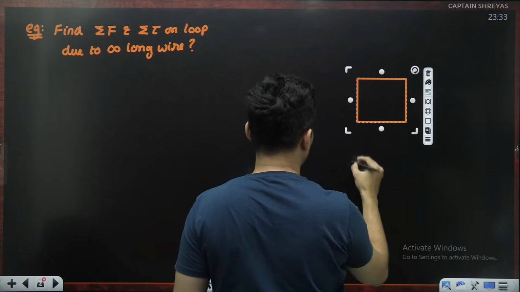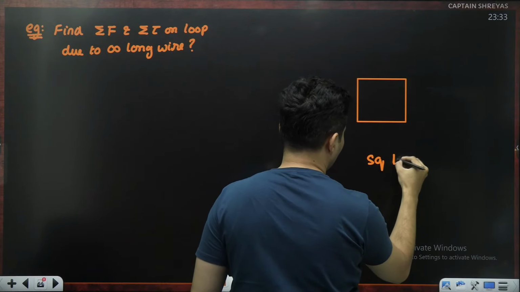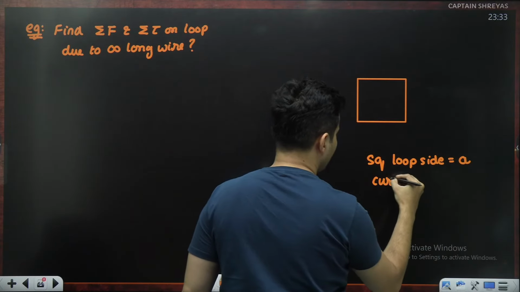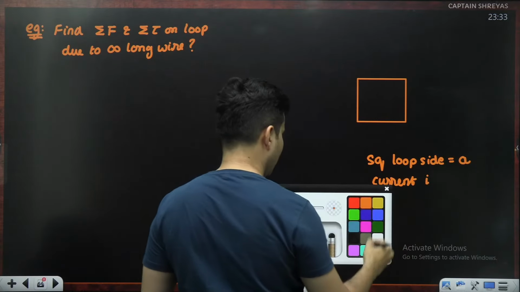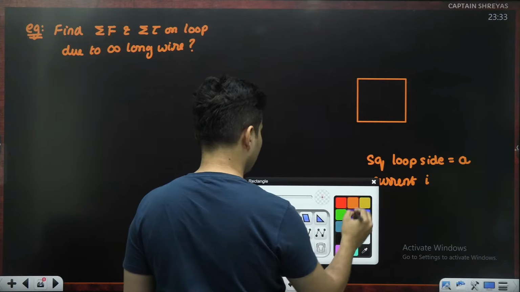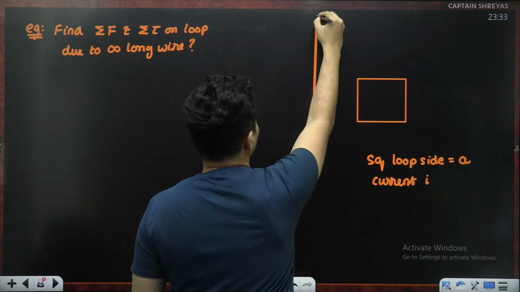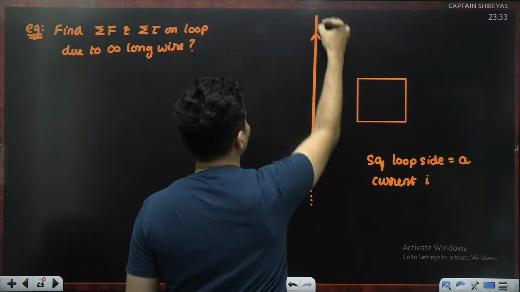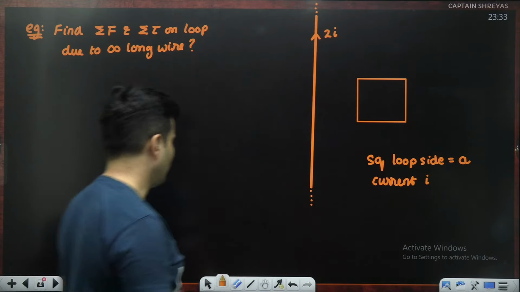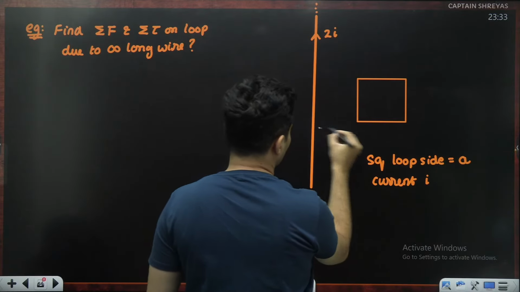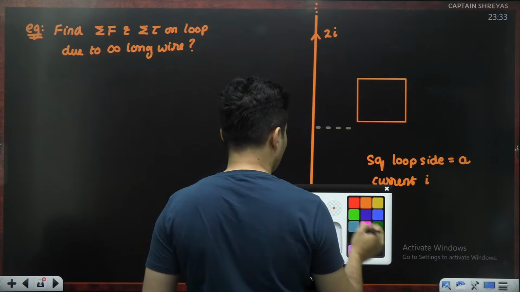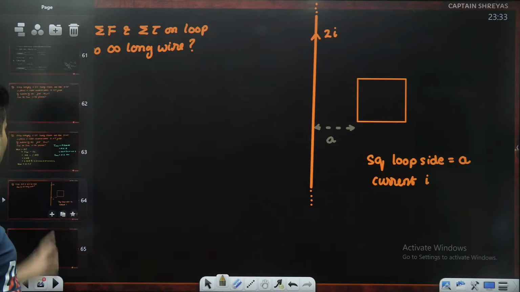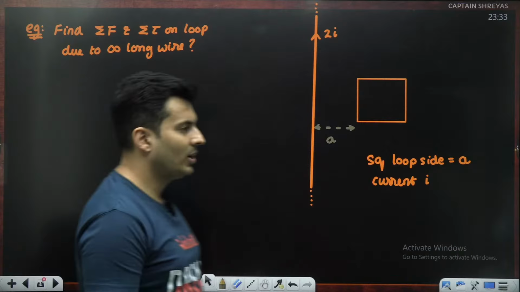So here you have a square loop of side A carrying a current of I, and then you have another wire over here. This is carrying a current of 2I, and this is obviously infinitely long. Other things given to you: this distance is also A only. Now you have to figure out the net force and the net torque acting on the loop.